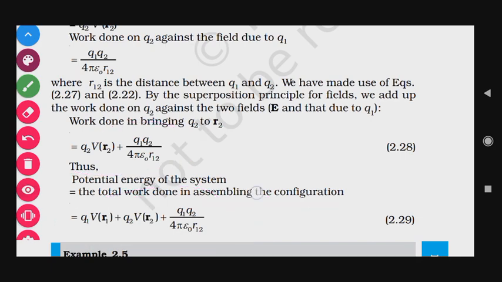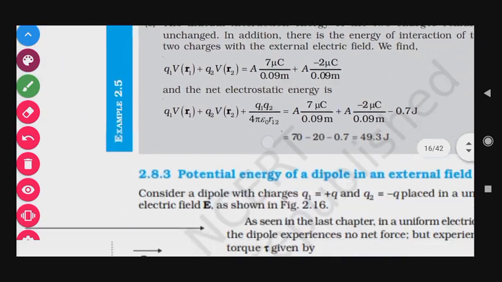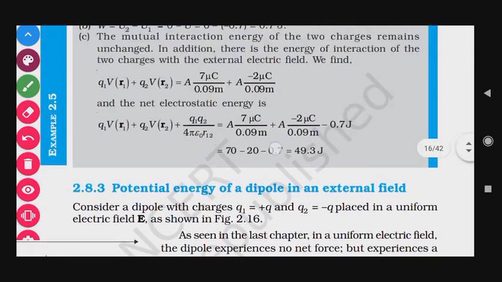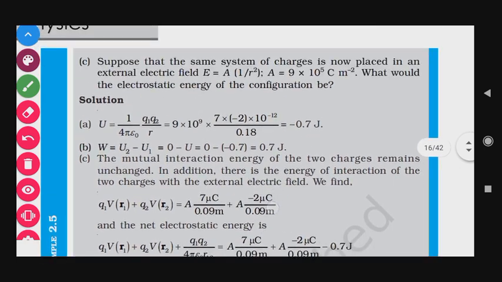We'll use this equation in the next discussion, the potential energy of a dipole in an external field. So have a look at it, because we'll use this in the next lecture.